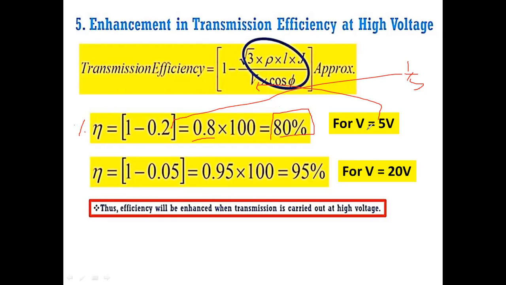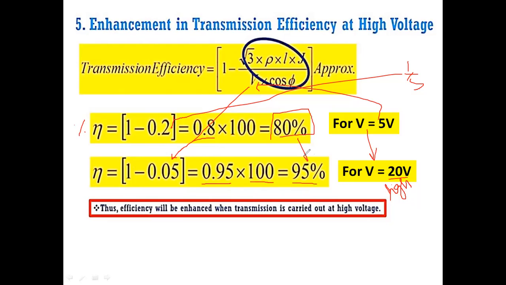Now increase the voltage from 5 to 20 volt. So this is actually the case of high voltage. So what would happen with the high voltage? By putting this value 20 over here, we will get 1 over 20 is equal to 0.05. Now 1 minus 0.05 is equal to 0.95, and multiplying it by 100, we will get 95%.